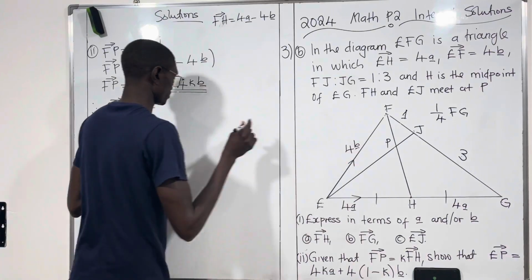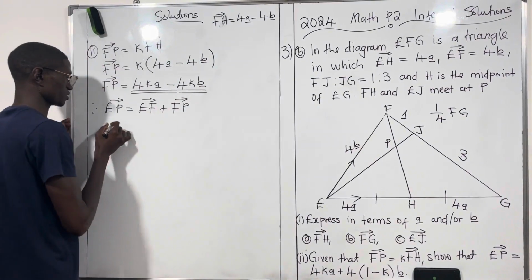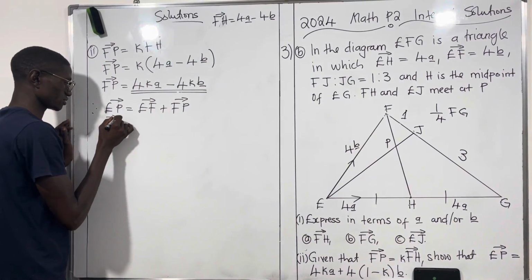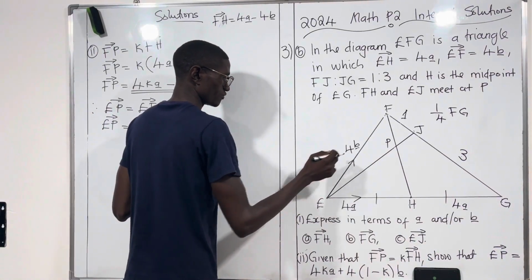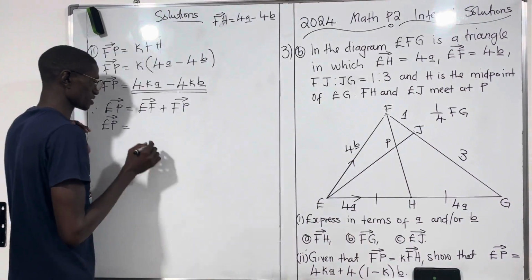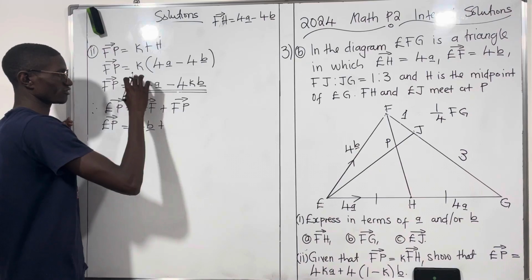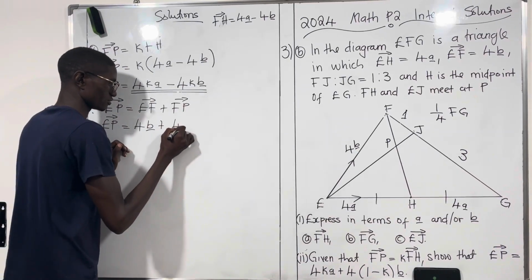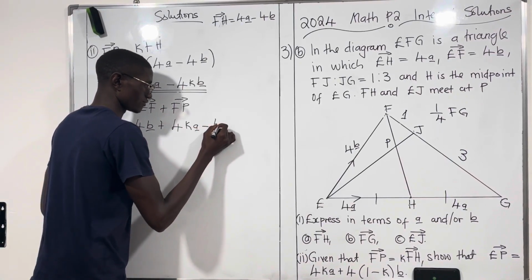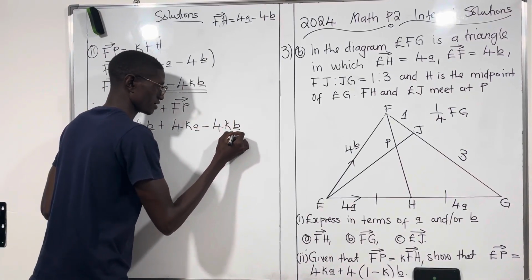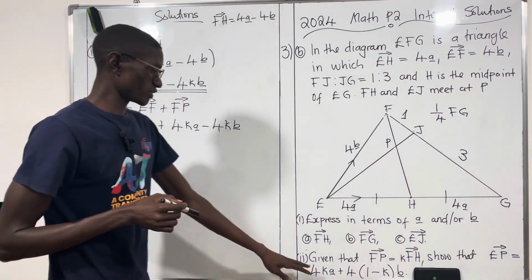EF plus FP, and then we plug in the values representing those vectors. What is EF? EF, from there to there, is 4 vector B, and it's in the same direction as vector a, so it's going to be a positive value, plus what is FP? FP is what we have up there, so it's going to be 4K vector A minus 4K vector B.